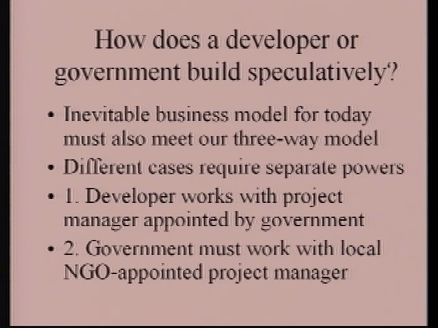The second case is when the government builds. When the government builds speculative buildings, you cannot expect the government to appoint its project manager. It would like to, but then it's not a three-way separation of powers. So who gets to appoint the project manager? We need a non-governmental organization, an NGO, to appoint a project manager to oversee that the government does not make a totalitarian project. And that project manager then will be there representing the humanitarian aspect of the project.